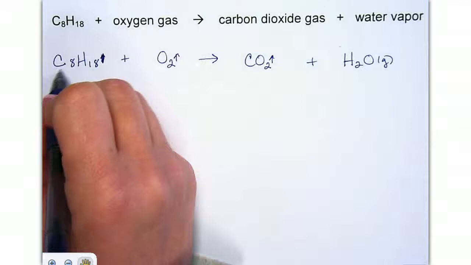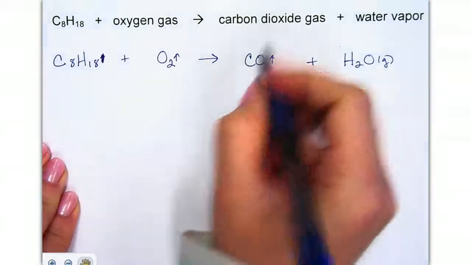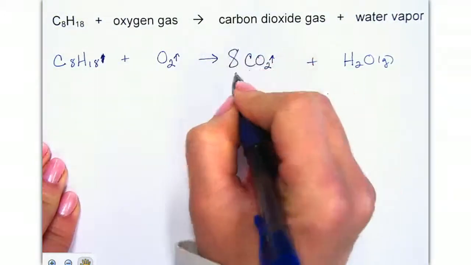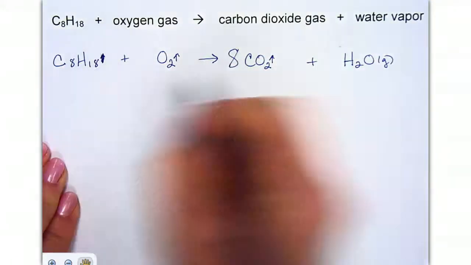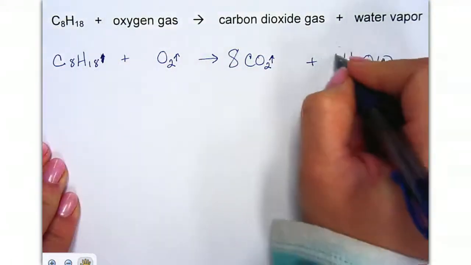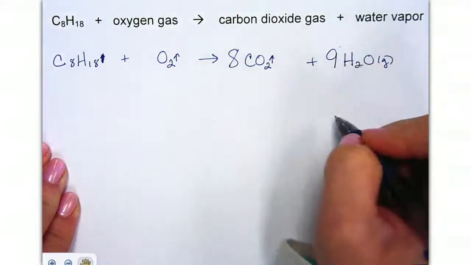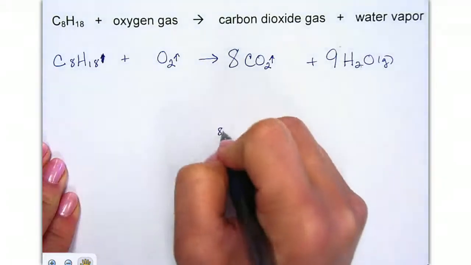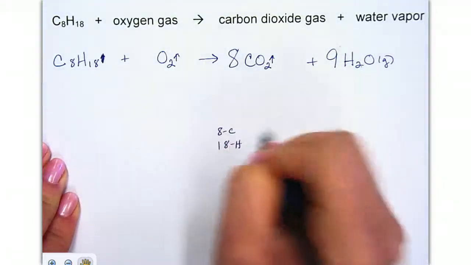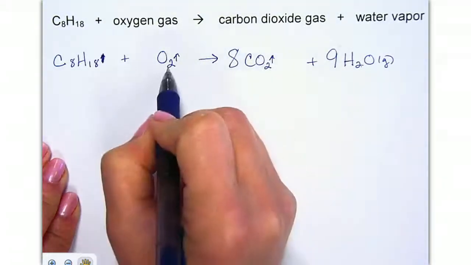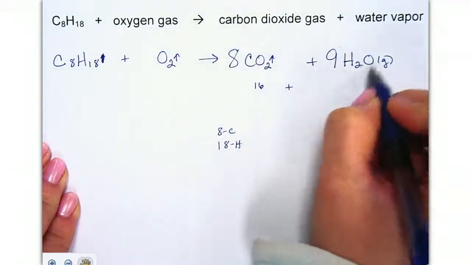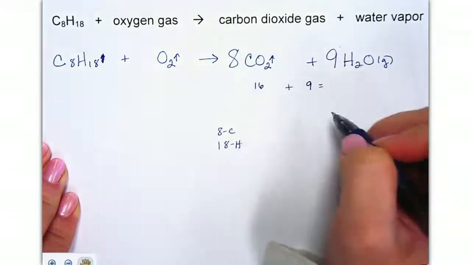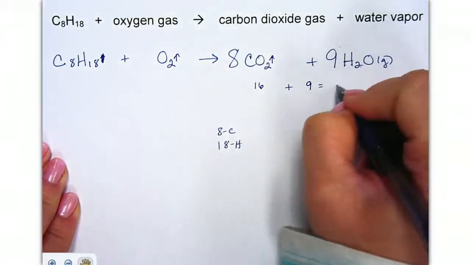Alright, so I have 8 carbons on the left, only 1 carbon on the right, so I need an 8 in front of this carbon. I have 18 hydrogens on the left and only 2 on the right, so 9 times 2 would give me 18 hydrogens on the right. So we have 8 carbons and 18 hydrogens. 2 oxygens on the left. 8 times 2 is 16 plus 9 times 1 is 9 oxygens. And if I add these together, I'm going to get 25.